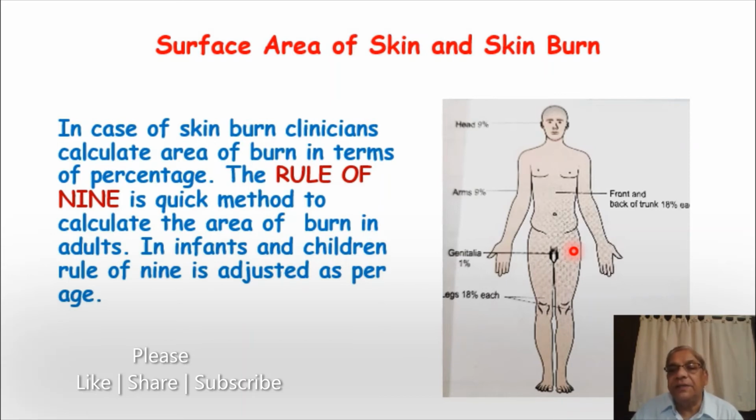Rule of 9 is that various parts of the body, the limbs, the trunk, its ventral and dorsal surfaces, are divided and given a rough area in terms of percentage. For example, head and neck is 9%. The surface area of the skin in the head and neck region is 9%.